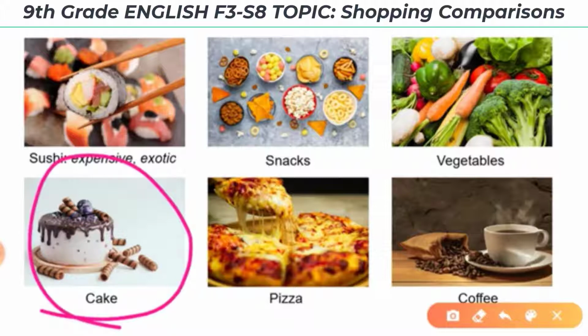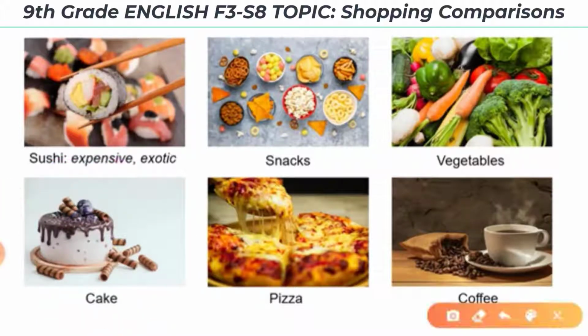How about cake? Sweet, yes? Es dulce, sweet. How about vegetables? Yes, vegetables are cheap. Las vegetales son baratos, are cheap. Sushi, for example, is expensive. Yes, expensive, es caro. Sushi is expensive.